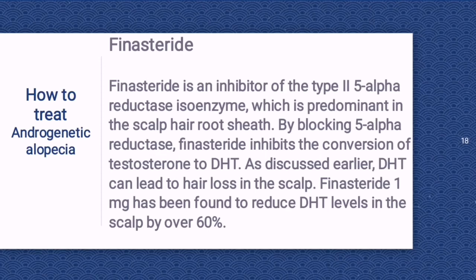So, the second FDA-approved drug for the treatment of androgenetic alopecia is finasteride. It is an inhibitor of the type 2 5-alpha reductase isoenzyme, which is predominant in the scalp, hair root, and sheath. By blocking 5-alpha reductase, finasteride inhibits the conversion of testosterone to DHT, also known as dihydrotestosterone. As discussed earlier, DHT can lead to hair loss in the scalp. Finasteride 1 mg has been found to reduce DHT levels in the scalp by over 60%.